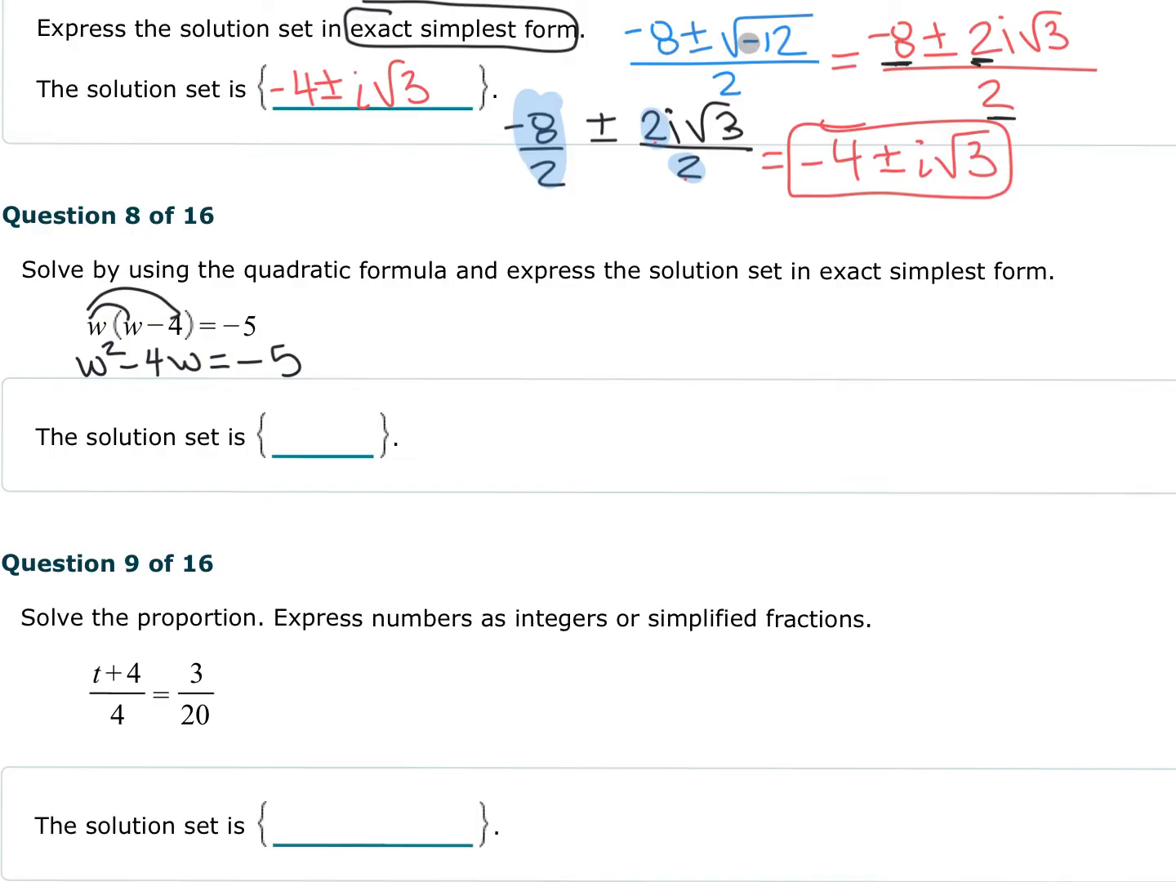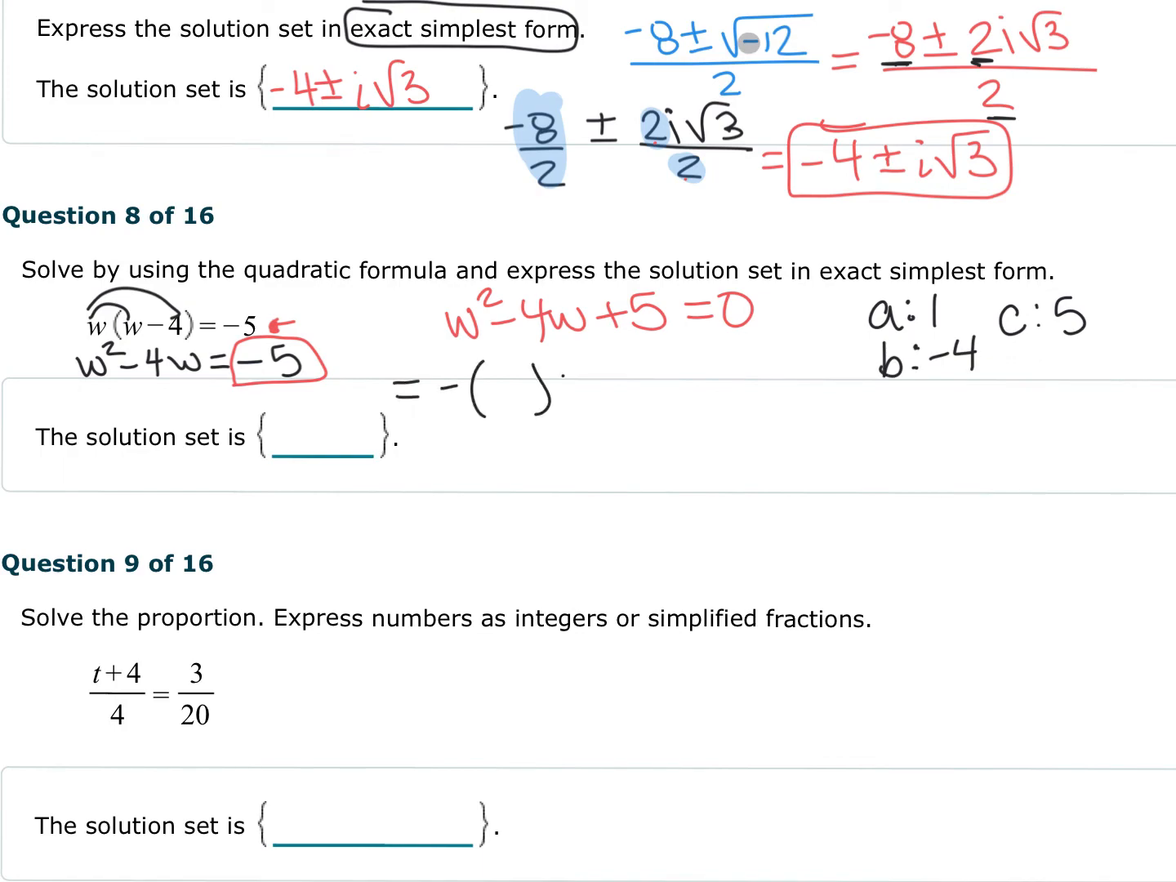Okay, now we're closer. We can just move the 5 to the other side of the equal sign by adding it to both sides, and then we can use the quadratic formula. So this becomes w squared minus 4w plus 5 equals 0. And then I've got a is equal to 1, b is equal to negative 4, and c is equal to 5. And then I'm just doing that same operation with my quadratic formula.